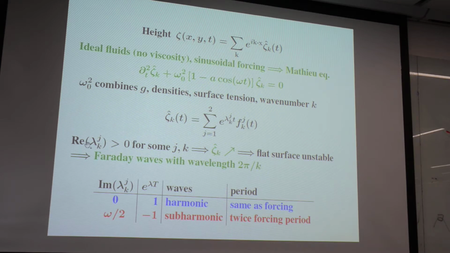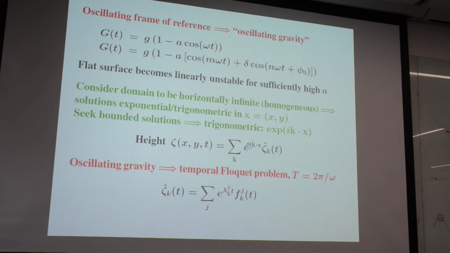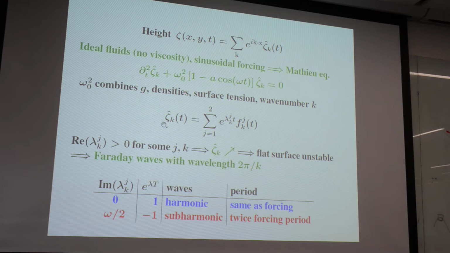What we're interested in is when the real part of these exponents cross 0. And what does that mean? When that happens, that means that plane waves, e to the i k dot x, grow. On one side they grow, on one side they decay. Meaning you have instability to that wave number.